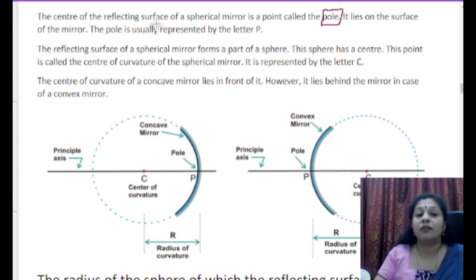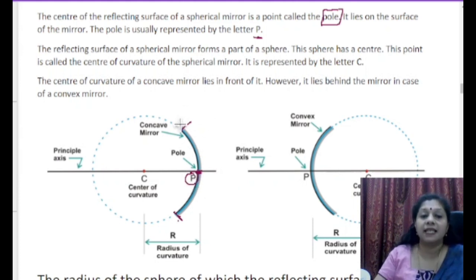See, the center of the reflecting surface of a spherical mirror is a point and is called a pole. Suppose this is the reflecting surface, you can see in this picture, this is the central point, that is called a pole, which is represented by a letter P. So it is on the surface of the mirror, because it is the center of that spherical surface or the reflecting surface.